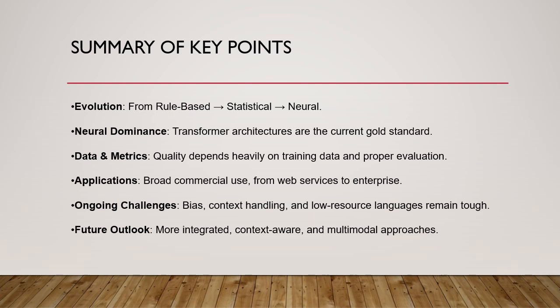Now we'll summarize all the key points. First one is the evolution from rule-based to statistical, and from statistical to the current neural translation models, and neural dominance, where transformers dominate modern machine translation systems. In evaluation metrics, TER and human assessments measure quality. And for real world purposes, it is used in online transactions, customer support, e-commerce, and content localization as we previously discussed.